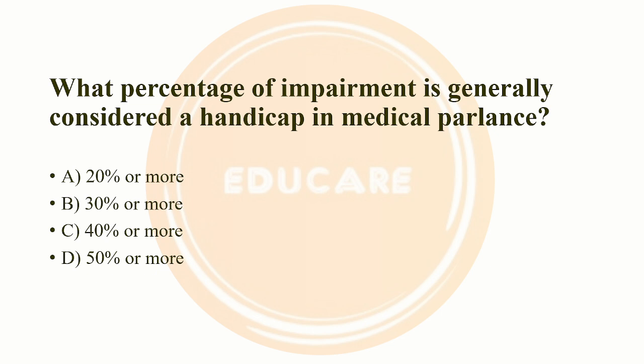Next, what percentage of impairment is generally considered a handicap in medical parlance? Option: 20% and more, 30% or more, 40% or more, 50% or more. The answer to this question is option C, that is 40% or more.